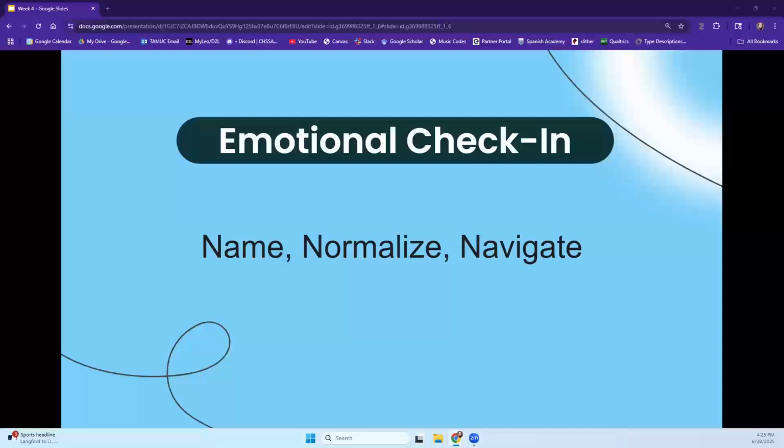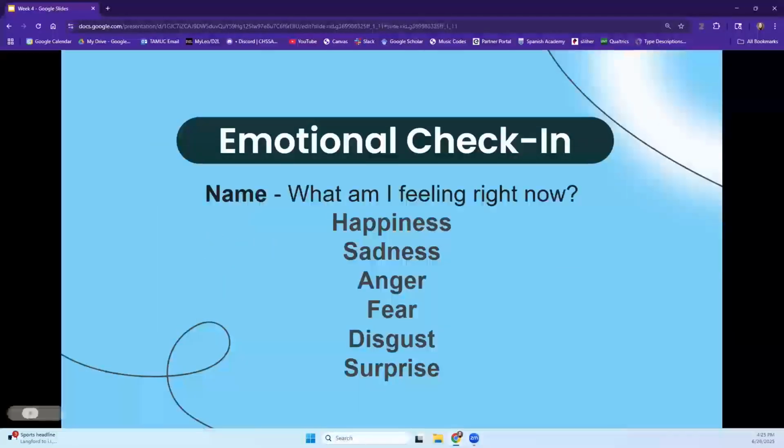So right here before you is a quick 3-step model adapted from emotional regulation practices in mindfulness-based emotional intelligence training. And this is simply called Name, Normalize, and Navigate. So I'll walk you through this very quickly. The first thing I want you to do, if you're watching this online, is just pause, take a breath, and silently to yourself identify your current emotional state.